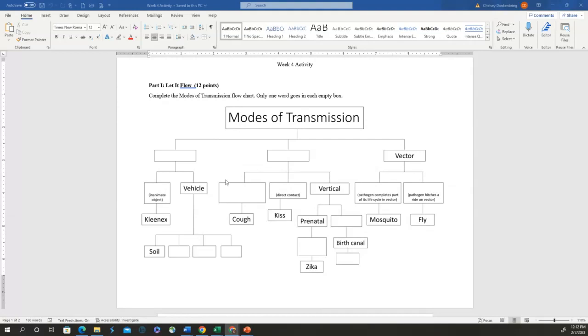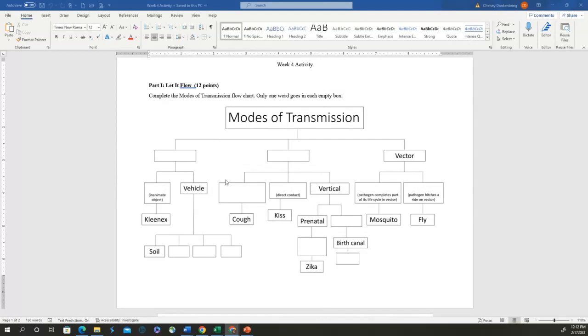And so it's not going to be identical to what was on the content videos, but it is going to help you make sure you're understanding the part of host microbe interactions that focuses on modes of transmission, because this is where a lot of people get really confused.